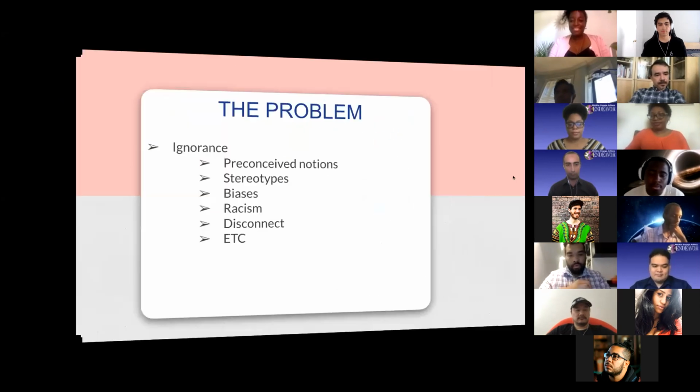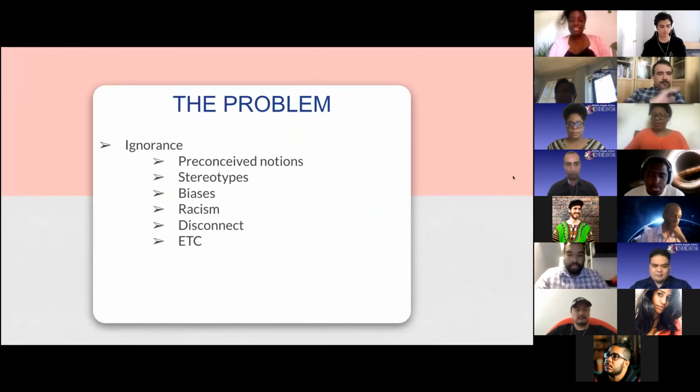Talk more about the problem our app seeks to solve. There are about 197 countries in the world, and most of the time we aren't informed or maybe misinformed. And that usually leads to ignorance, preconceived notions, stereotypes, biases, racism, and disconnect.